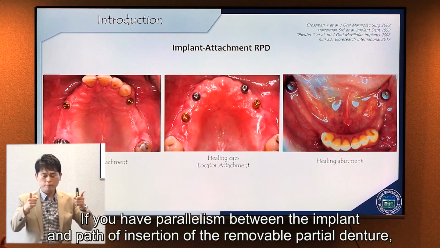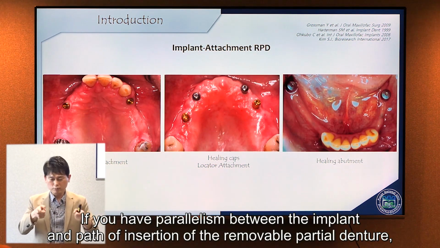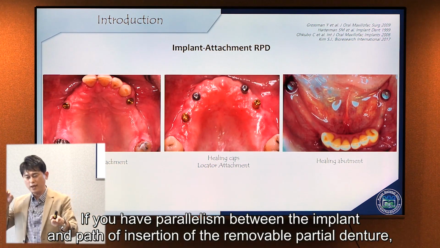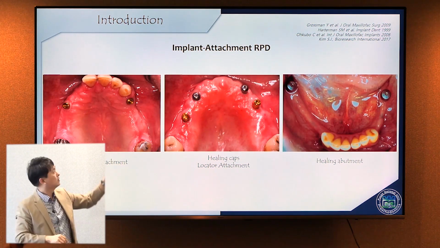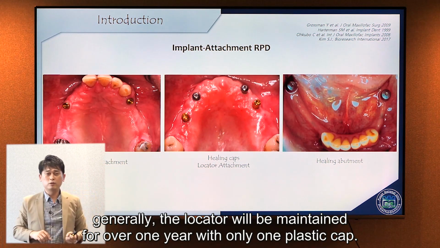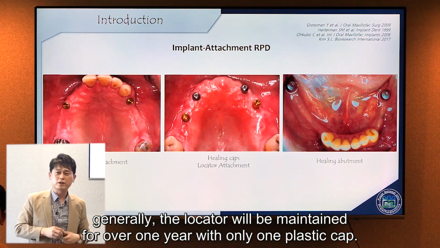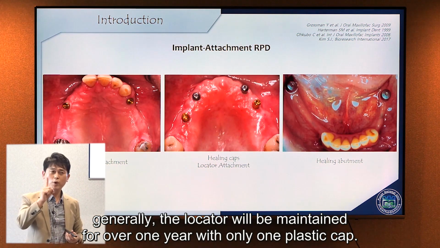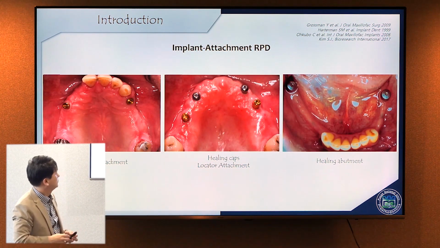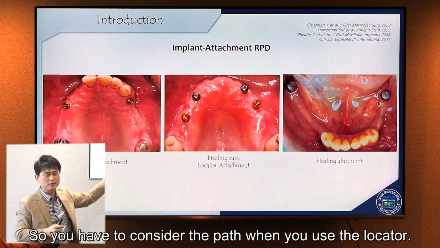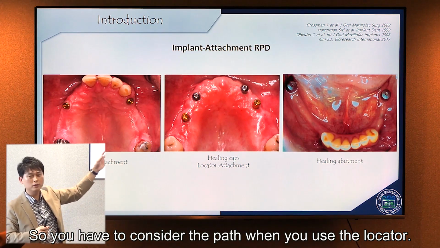If you make parallelism between implants and passive insertion of the partial denture, generally the locator will be maintained for over 1 year with only 1 plastic cap. So you have to consider the path when you use the locator, okay?